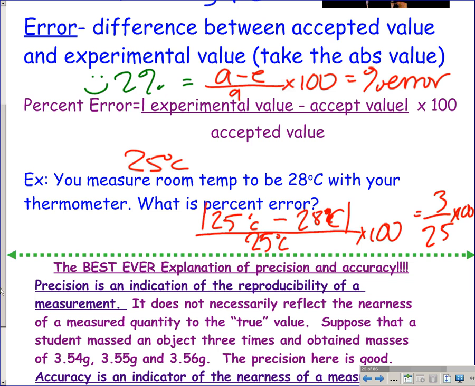So it's accepted minus experimental. It can be either one. It doesn't matter which way you do it because it's absolute value. If I do this minus 28, that's a negative 3, but then I take the absolute value of it, so it doesn't matter. What you have to remember, though, is it's accepted on the bottom. So the A on the bottom.